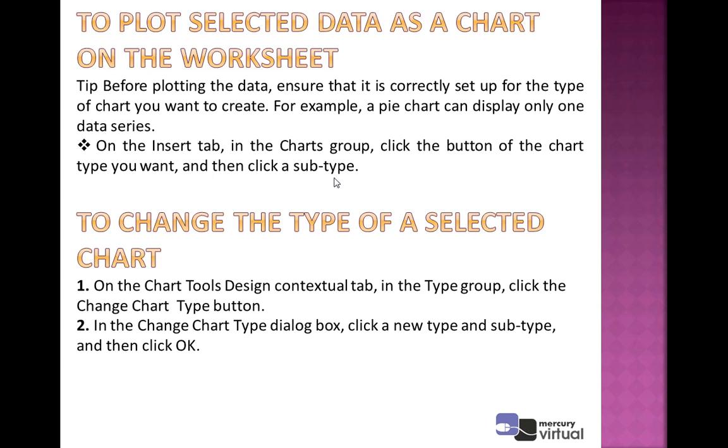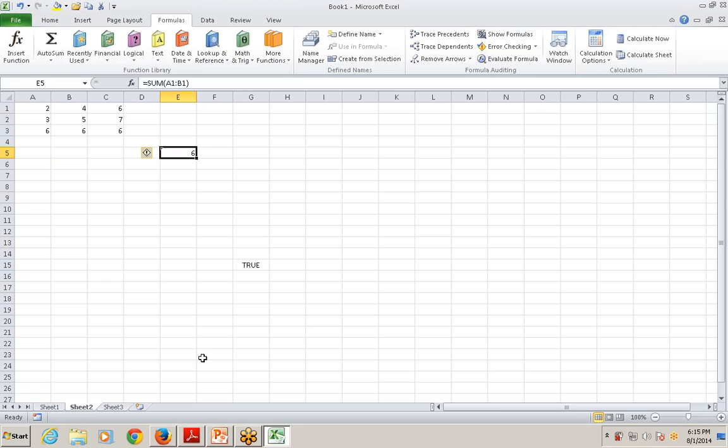Then how to change the type of a selected chart? Go to the Chart Tools Design contextual tab. In the Type group, click the Change Chart Type button. In the Change Chart Type dialog box, click a new type, whatever you want to change to, then a subtype, and then click on the OK button.